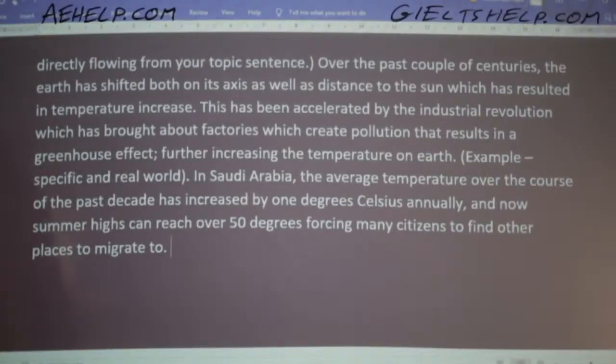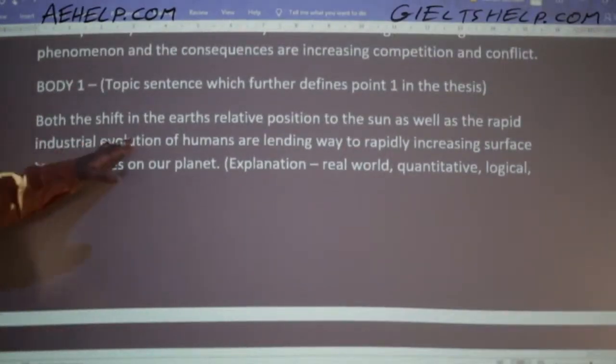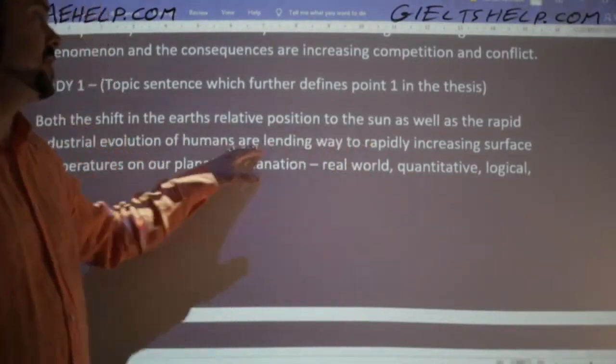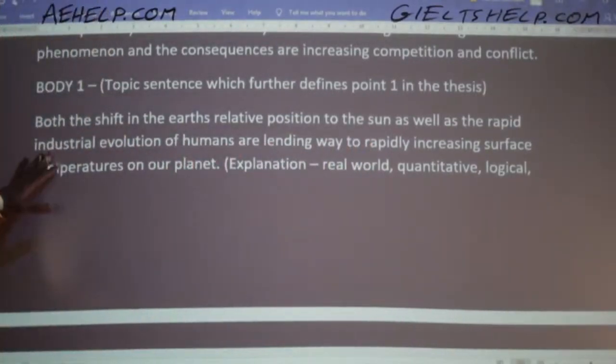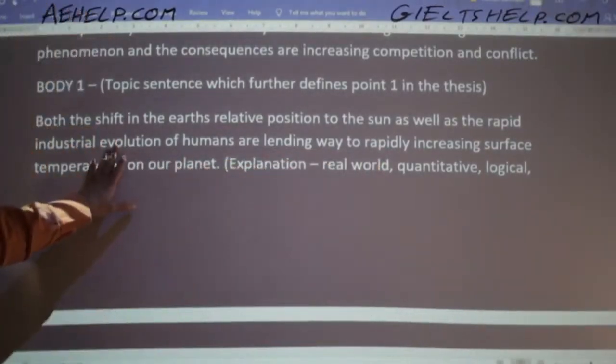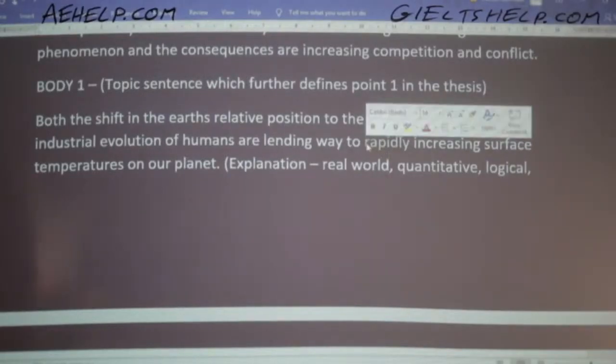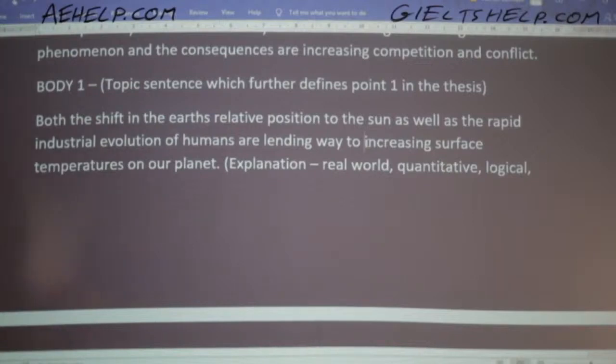Okay, so here we go. Both the shift in the Earth's relative position to the sun as well as the rapid industrial evolution of humans are lending way to rapidly increasing surface temperatures of our planet. I don't like the repetition of the word rapid and rapidly, okay, even though they're different word forms. So I'm going to be more concise and I'm just going to take away rapidly. Okay, if I really wanted to keep that, I could do quickly. At least it's different, but I don't need it, I don't think. So I'm going to be more concise.